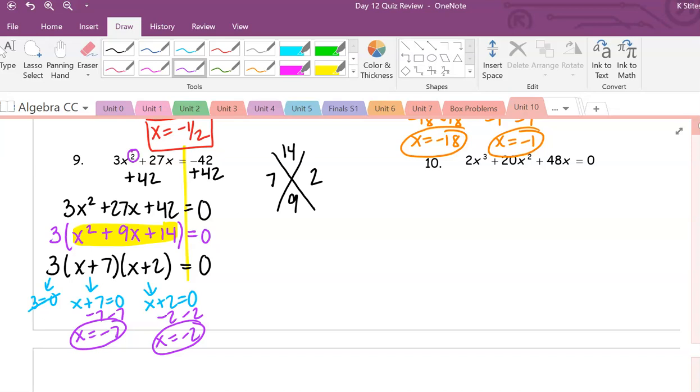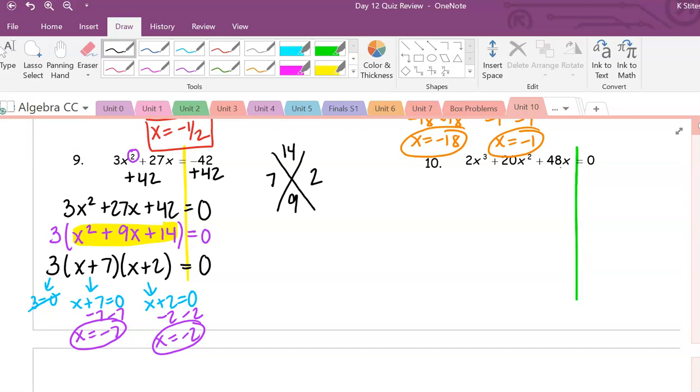All right, number 10, we do have an equal 0, which is great, but everybody has an extra x, which is not so great. We should have x squared, x, and a number, and instead we have x cubed, x squared, and x. So everybody has an extra x. We're going to have to take care of that. We also have a number in front, so we're going to have to take care of that as well.